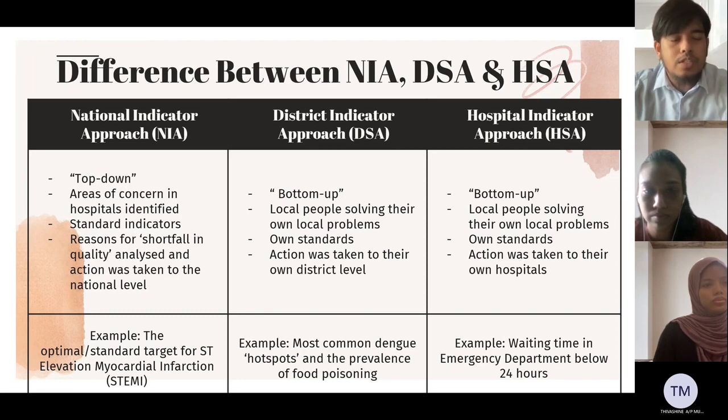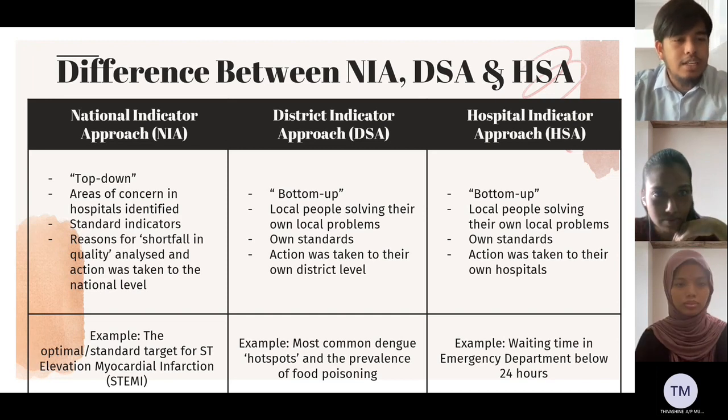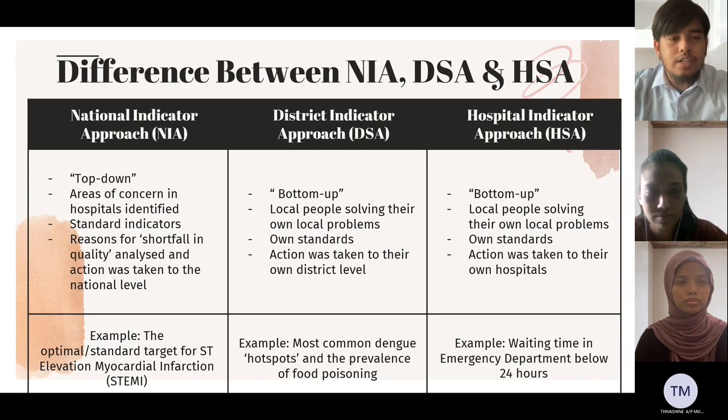It is from specific to the general approach, where they follow the guideline, but it's all from their own level. And the indicators are then developed for these areas, and the data collected for each indicator are subsequently analyzed. What I mean here is, for the national indicator approach, which is the first line of the approach, the data is collected, the standard indicators are developed, the reasons for the shortfall in quality are analyzed, and the action is taken at the national level.